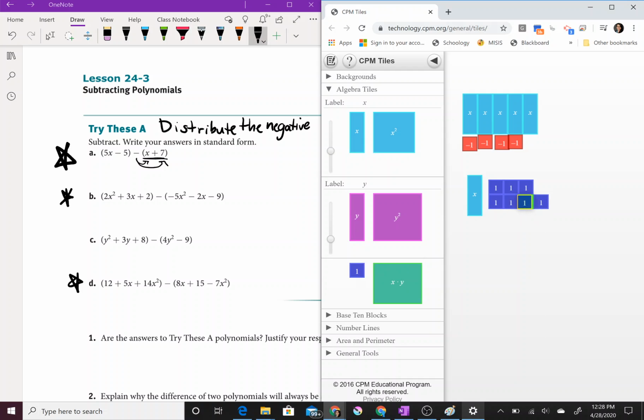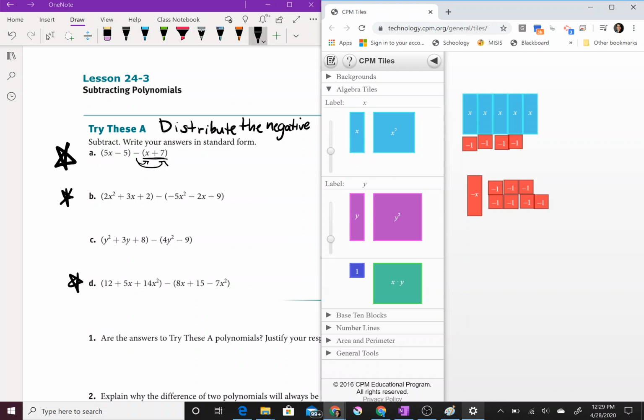Okay, so now we're saying that this is going to be subtracted this time, and subtracting means taking the opposite of these terms. So the opposite of positive x is negative x. The opposite of positive 7 is negative 7. So I'm going to make sure to change the sign for these. Then I can go ahead and combine any like terms.